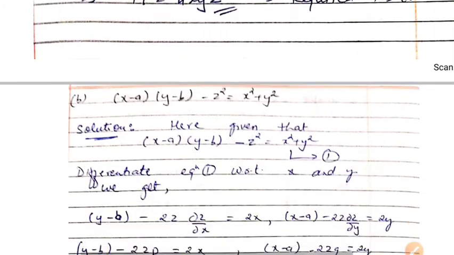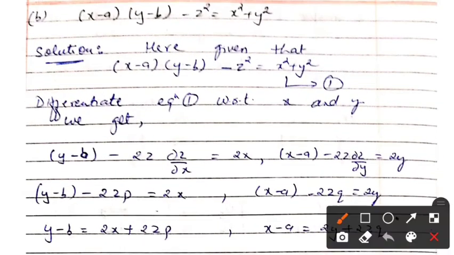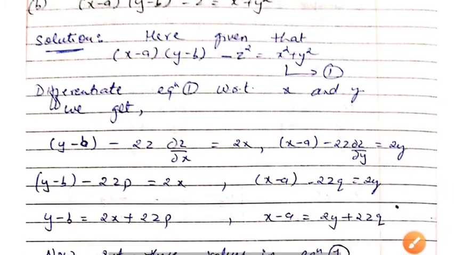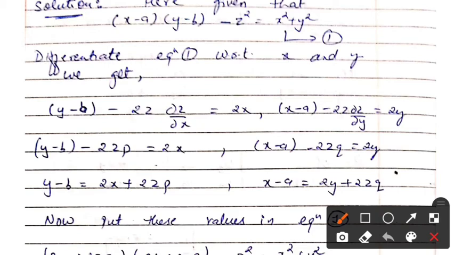Now let us take one more example. Our next example is (x minus a) into (y minus b) minus z square equal to x square plus y square. Now again I will differentiate with respect to x and with respect to y. So first let me differentiate with respect to x. Now see, again this term is constant.